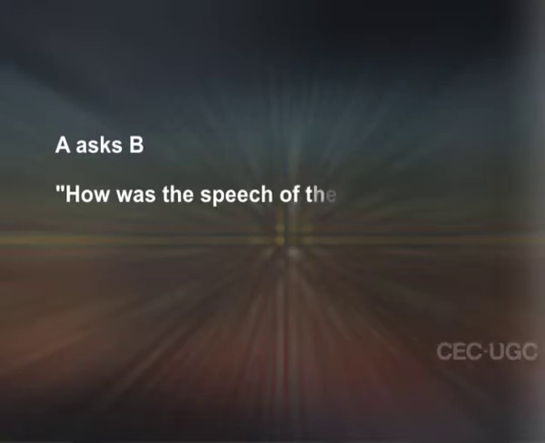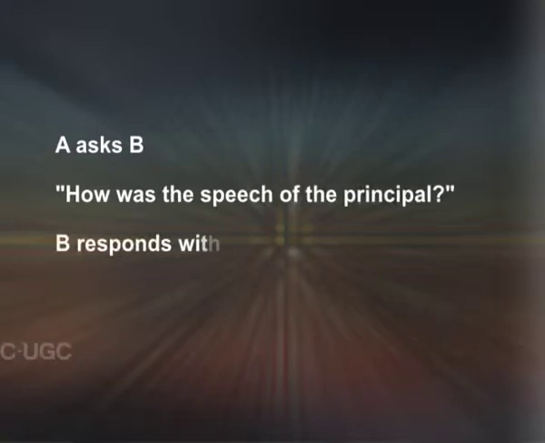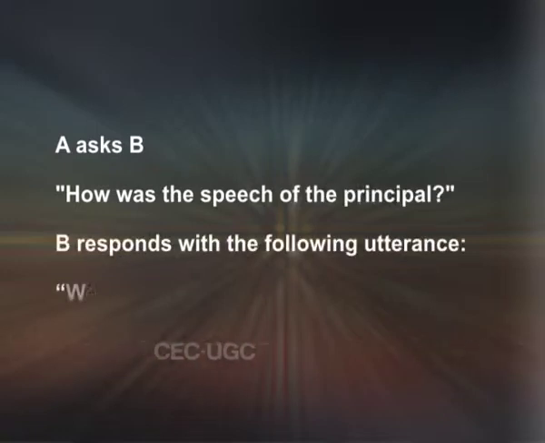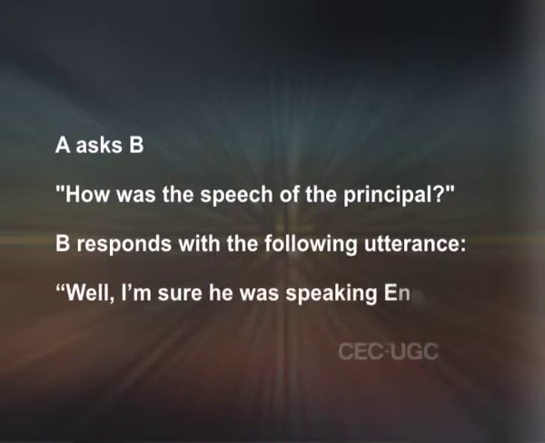For example, A asks B, "How was the speech of the principal?" B responds with the following utterance, "Well, I'm sure he was speaking English." This sentence has an additional meaning apart from the original meaning, that is, the principal's speech was confusing. Conversational implicature is one of the central doctrines of the Gricean theory of meaning.